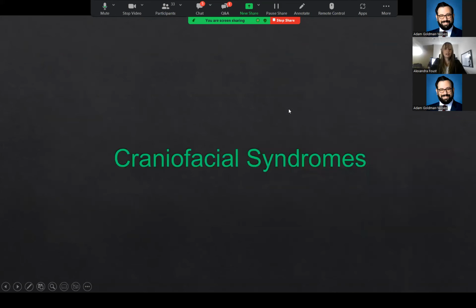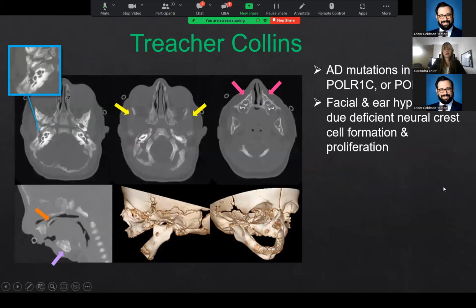Okay, so then lastly, let's talk about a couple of craniofacial syndromes, and then hopefully we will have some time for questions and get you on your way. So the first one I want to talk about is Treacher Collins. And this is an autosomal dominant mutation. There's a few different mutations that have been described in the setting of Treacher Collins.